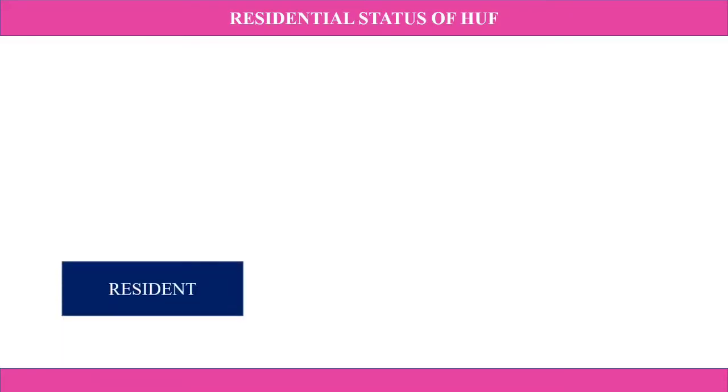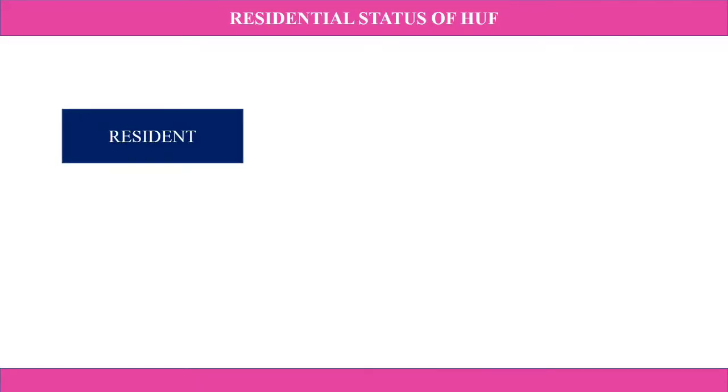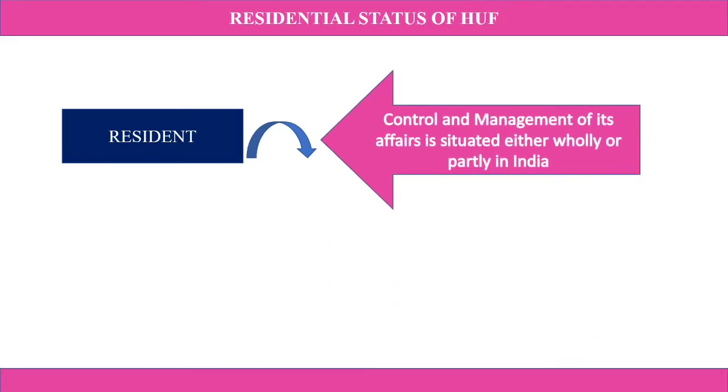A Hindu undivided family can claim two basic positions. One is resident and the other one is non-resident. For being a resident, the control and management of its affairs should have been situated either wholly or partly in India. For which, first of all, we should know what is meant by control and management of its affairs.